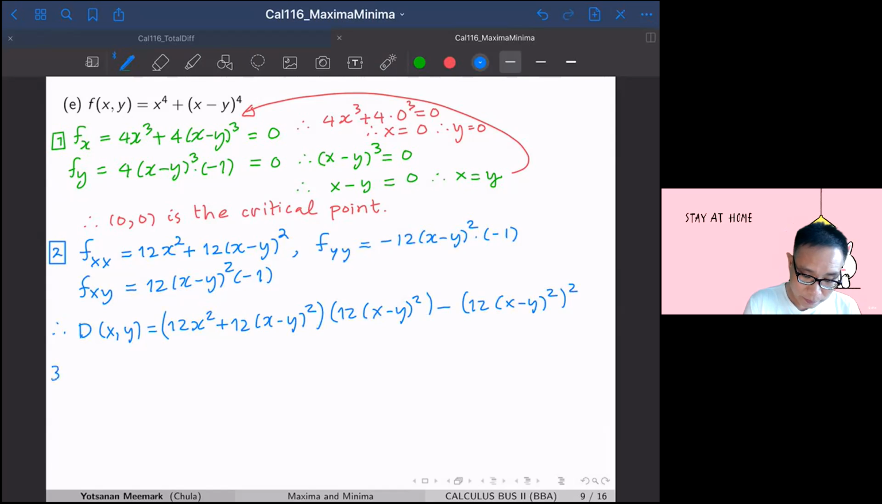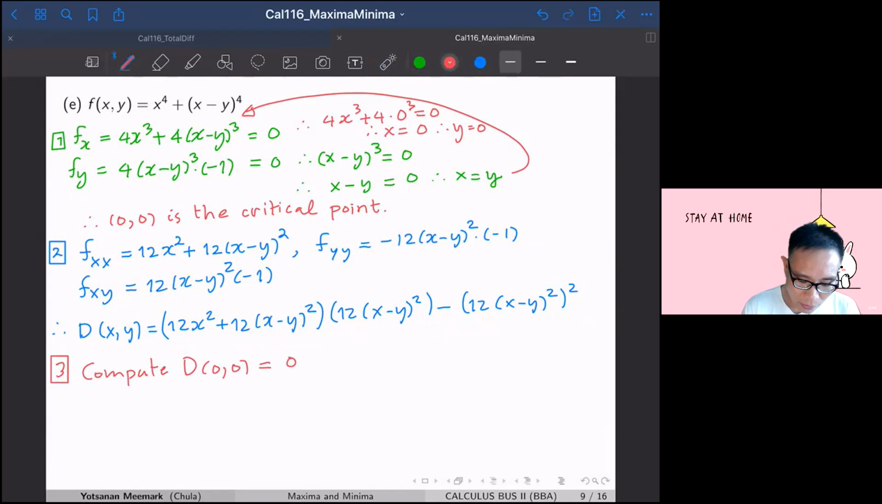And the third step that you see here is, you need to analyze (0, 0). So we're gonna compute D at (0, 0). You see that it seems difficult because you have a very long D. However, when you plug in x equal to 0, y equal to 0, it turned out nothing is left. So it's equal to 0.